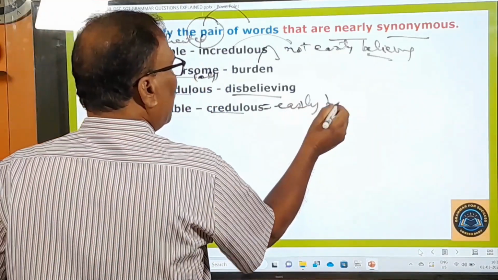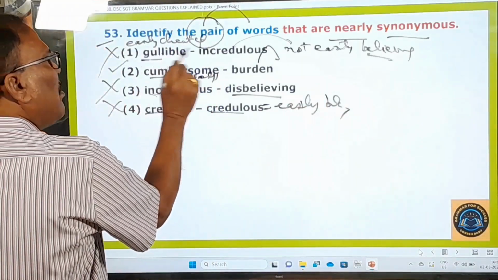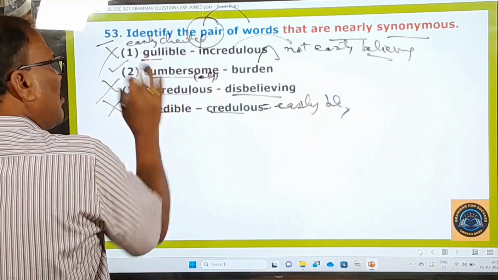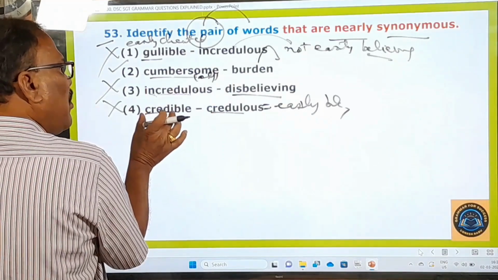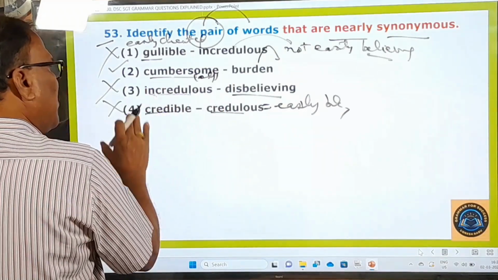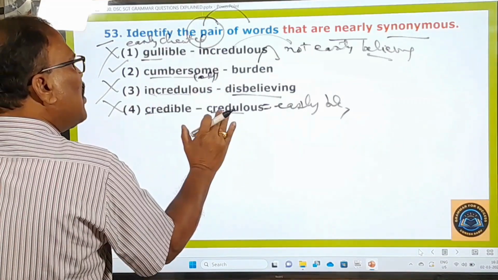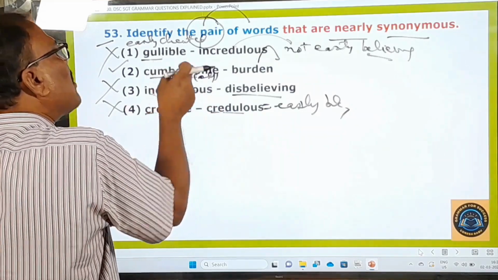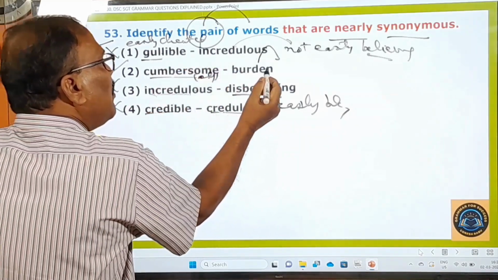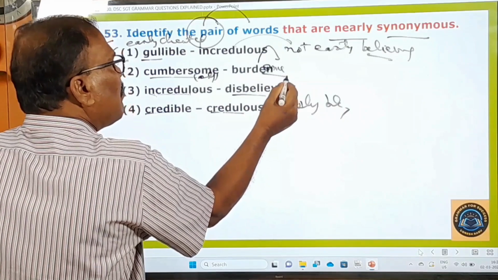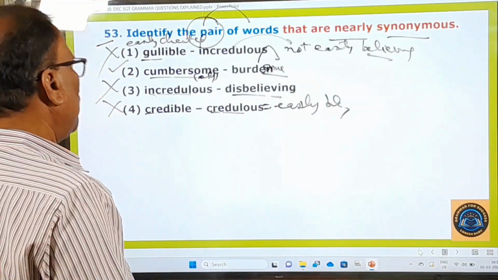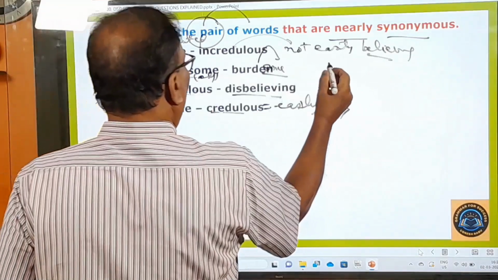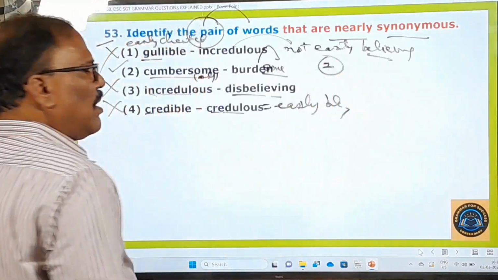Easily believing. So here in this way, gullible and incredulous are not synonyms, wrong. Incredulous, disbelieving, not synonyms, wrong. Credible and credulous, not synonyms. That's what it is. So all these words are confusing you, but here you see the cumbersome. That should be burdensome, but here only burden is given, not the right one. So anyway, 1, 3, 4 are wrong, and only the second one is your correct answer.